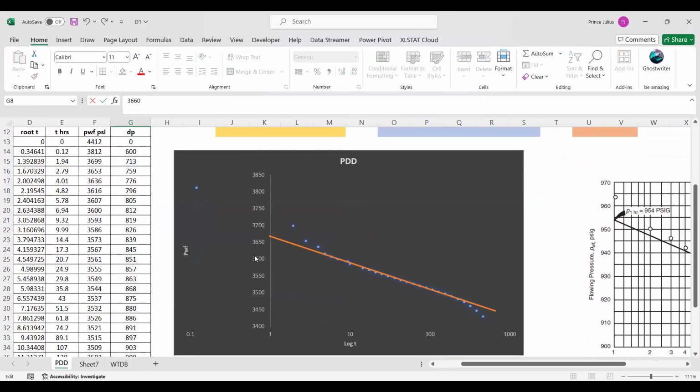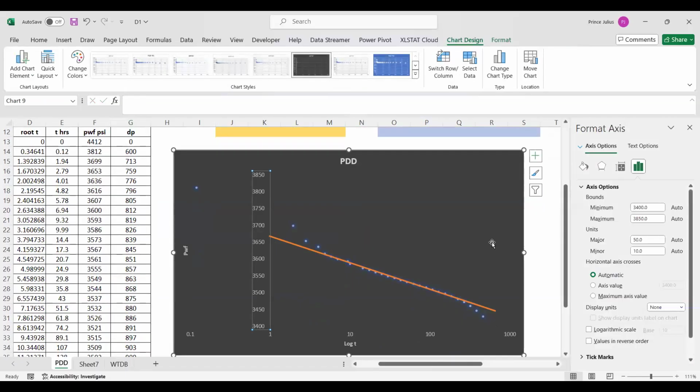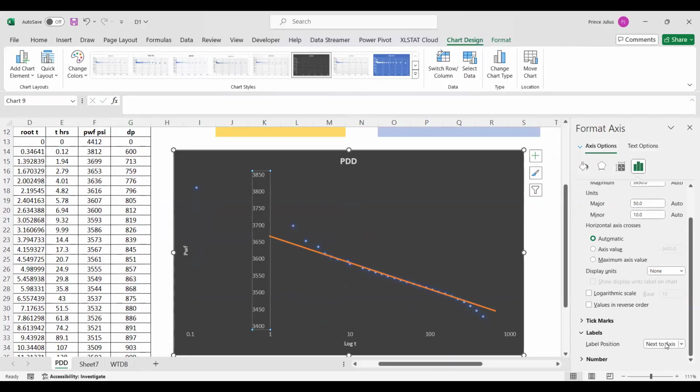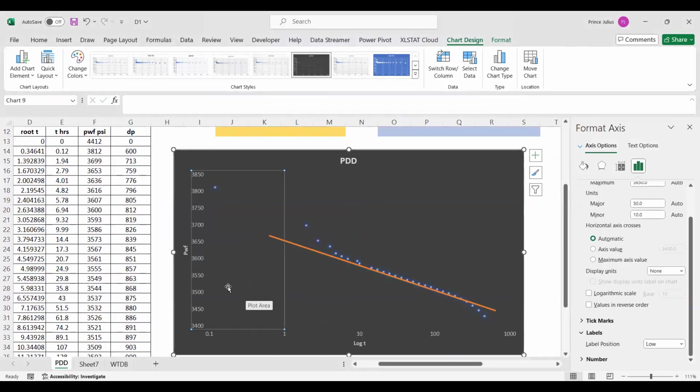Okay, this part is good for us, but right now we don't need this axis near here. Why? Because we already calculated 1 hour. So just click on the axis, double click it, you will get this option, go down, go to labels, and click on the options, go to Low. So it will move towards the end. Why? Because we don't need it.